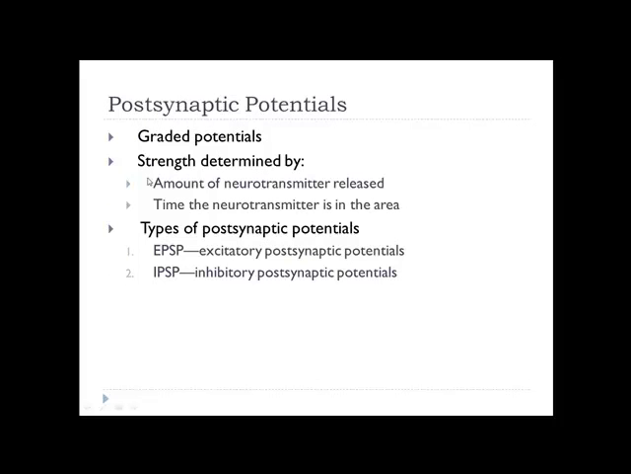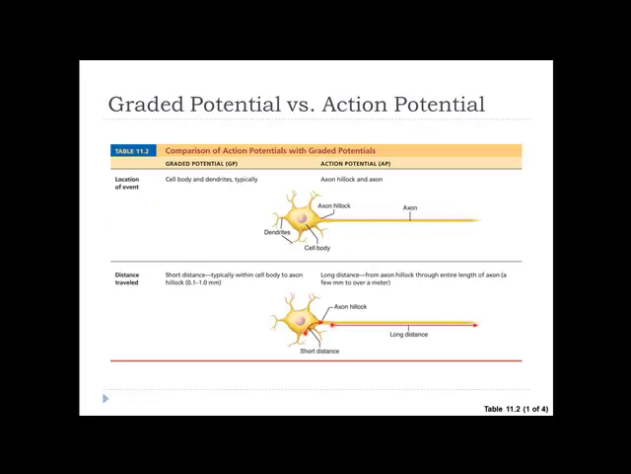So we'll have our postsynaptic potentials. These guys will be our graded potentials. These guys will be determined by the amount of neurotransmitters and the time the neurotransmitter's been in the area. The longer it's been there, the more stuff can flow into the cell, so it'll be a stronger grade. There's two types. There's excitatory postsynaptic potentials and inhibitory postsynaptic potentials. Excitatory would do stuff like make you more jittery. Inhibitory would do stuff like slow you down.